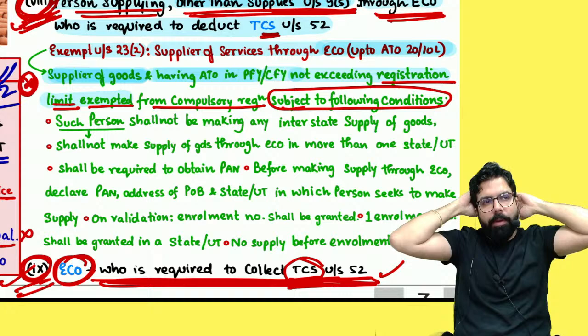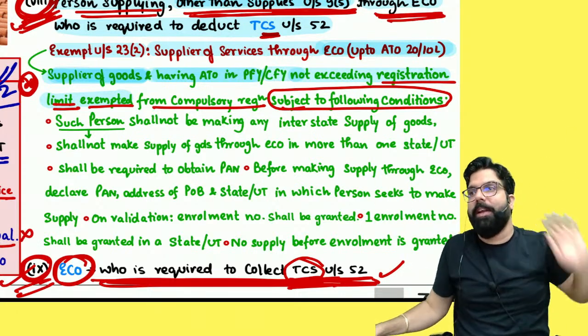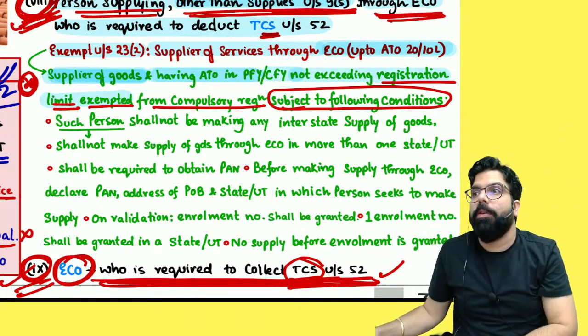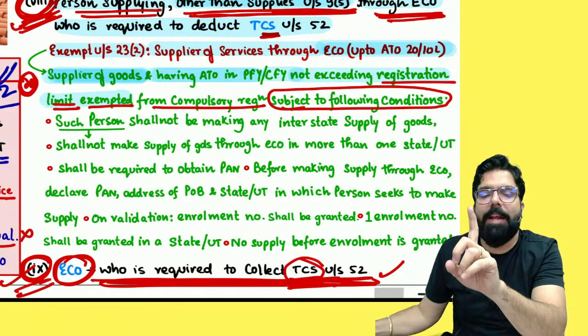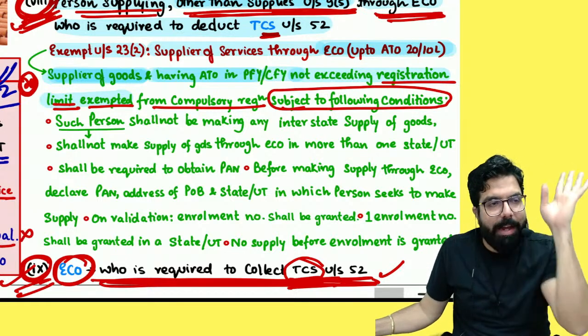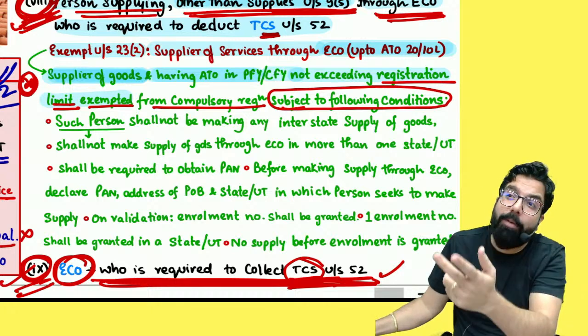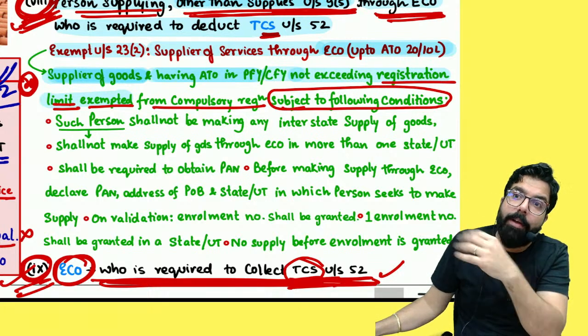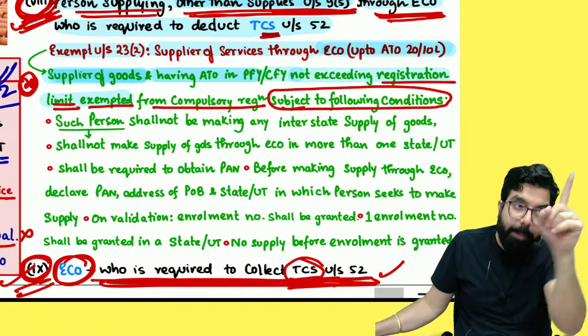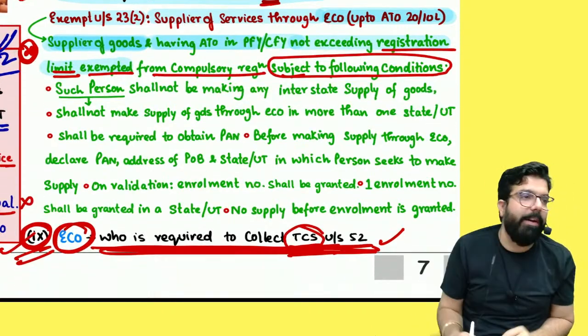First they told, if you are selling through e-commerce, registration is compulsory. But then they told, if you are a supplier of service, up to what limit is exempted? 20 lakh or 10 lakh. If you are a supplier of goods, up to what limit is exempted? 40, 20 or 10. But for a supplier of goods, there is some condition.